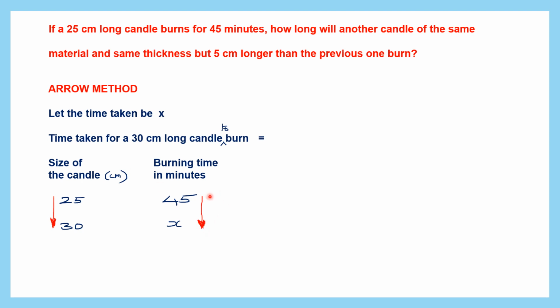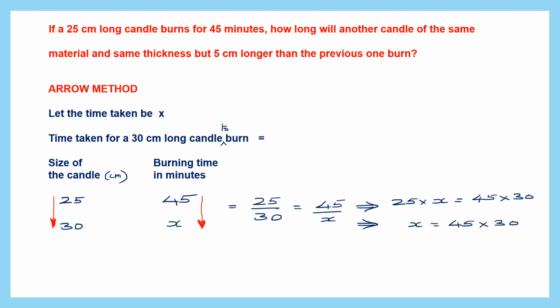So here also it's increasing, isn't it? The time is going to increase. So the arrow mark comes this way. That means this is direct variation. So let's write our fraction. Here we have 25 by 30 is equal to 45 by x. Now we're going to find the value of x. First cross multiply. That means 25 into x is equal to 30 into 45. So let's write that. Cross multiplication: 25 into x is equal to 45 into 30. So now we can find the value of x. x is equal to 45 into 30 divided by 25.